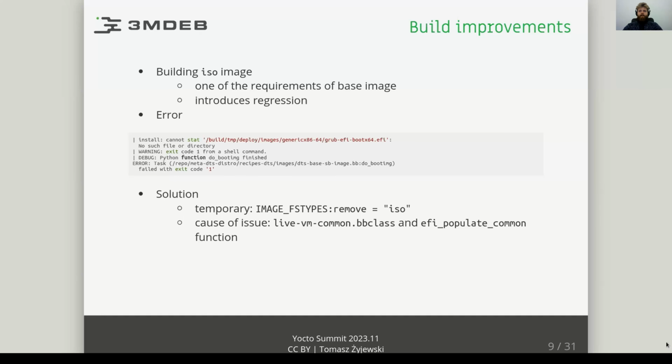It turns out that the problem was with the custom modification to the grub-efi recipe in the Meta Secure Core, which looks like it is not compatible with the live VM command class used to create the ISO format. We believe that once we resolve this issue, we will try to contribute the solution to the Meta Secure Core layer.